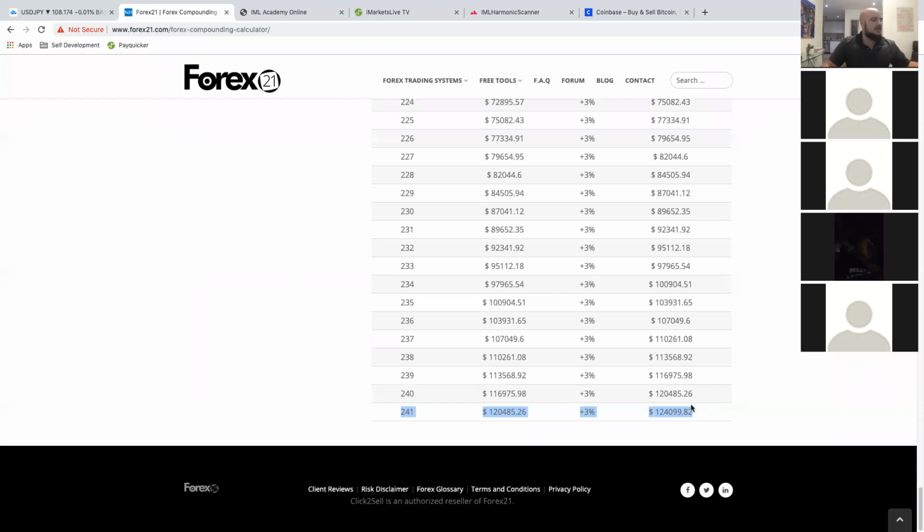Now, when you have a $100,000 account, how much is 3% in one day of $100,000? Who wants to put it in the chat box? Who else wants to put it in the chat box?